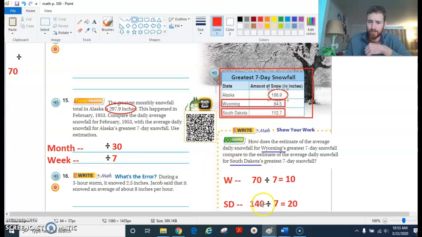Again, think about what we did here. We picked numbers that are super easy, right? 70 divided by 7 is 10 because 7 divided by 7 is 1. 140 divided by 7 is 20. You can just do that. It doesn't have to be something super, super close.